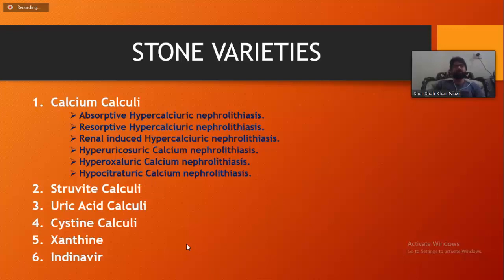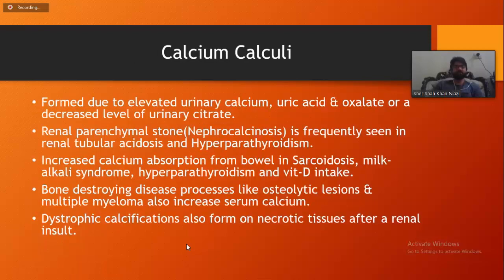Calcium calculi are formed due to elevated urinary calcium, uric acid, and oxalate, or a decreased level of urinary citrate. Nephrocalcinosis is frequently seen in renal tubular acidosis and hyperparathyroidism, and in increased calcium absorption from the bowel in diseases like sarcoidosis, lymphoproliferative disease, hyperparathyroidism, and excess vitamin D intake. All these diseases promote calcium absorption at the bowel and thus promote urolithiasis.